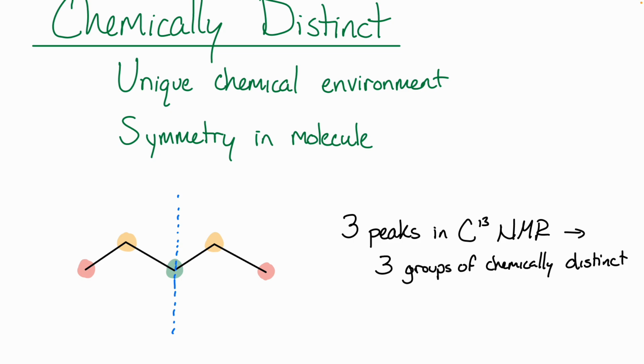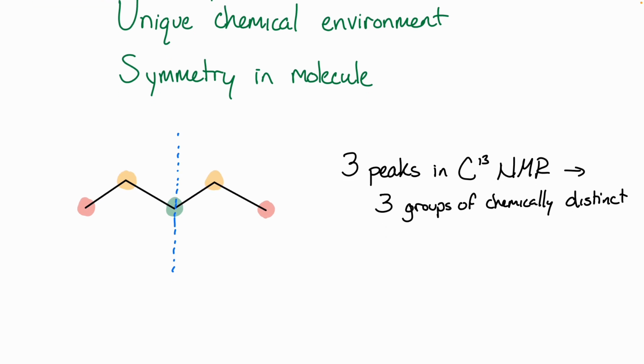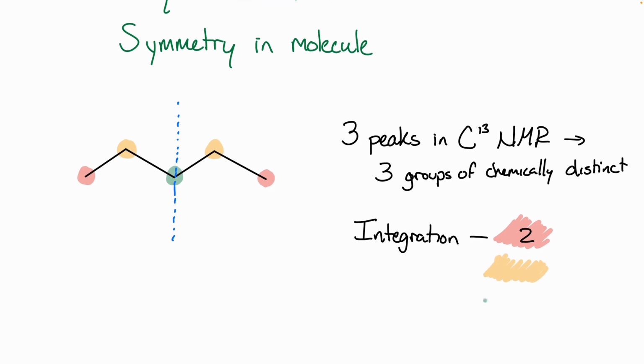All right, not only that, but remember the integration, the size of those peaks, is going to correspond to how many carbons there are in that particular group, right? So my integration value for that red group would be 2, because there are 2 carbons in that group. What would be the integration value for my orange group? Also 2. And what about my green group? How many carbons are there in there? Just 1.